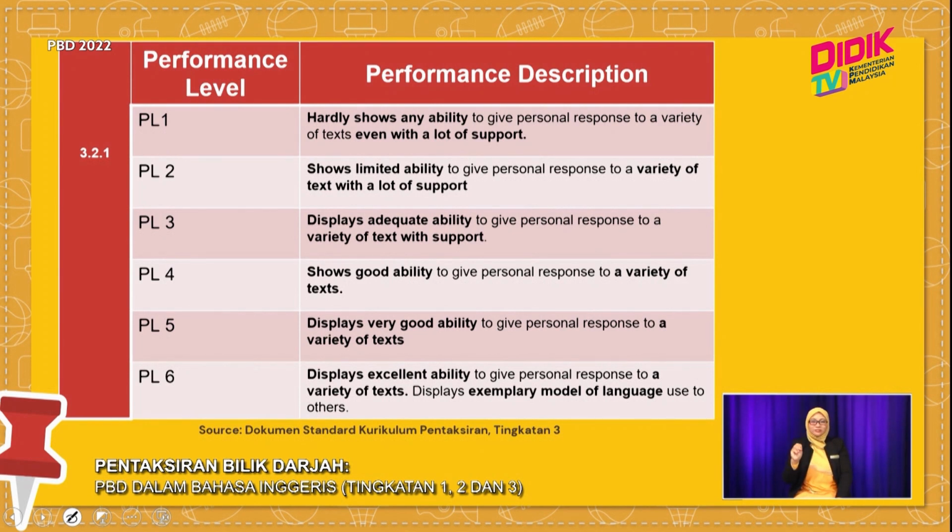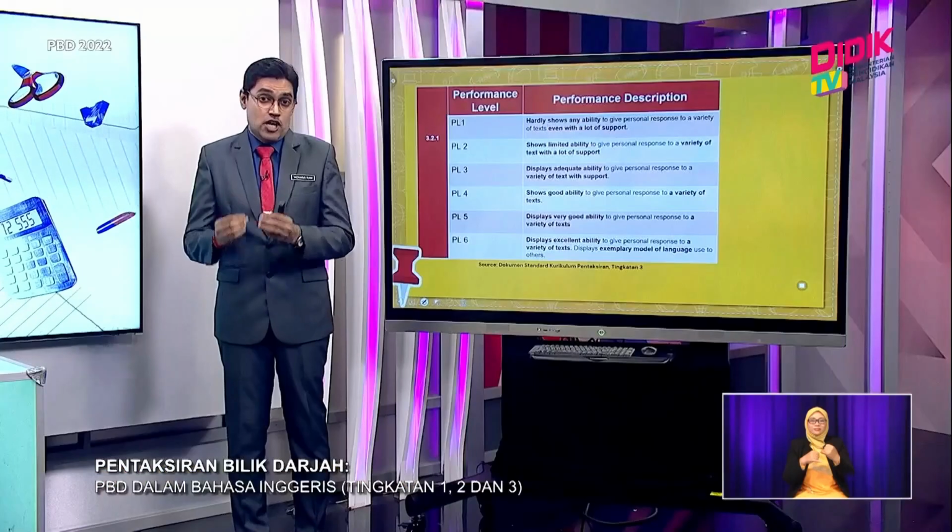I'm sure every English teacher has this document. In this document, every reading lesson has how to assess the reading lesson, and the performance description has been given. The highlighted phrases here are the keywords that we need to refer to when we are giving students the performance level. We have performance level 1 until performance level 6. But at the end of the day, it boils down to teachers' proficiency and professional judgment, right?